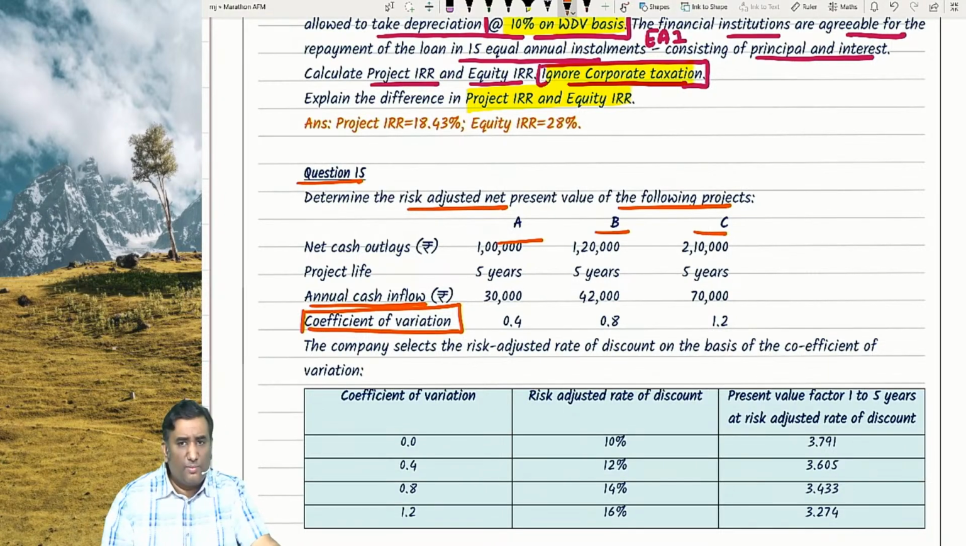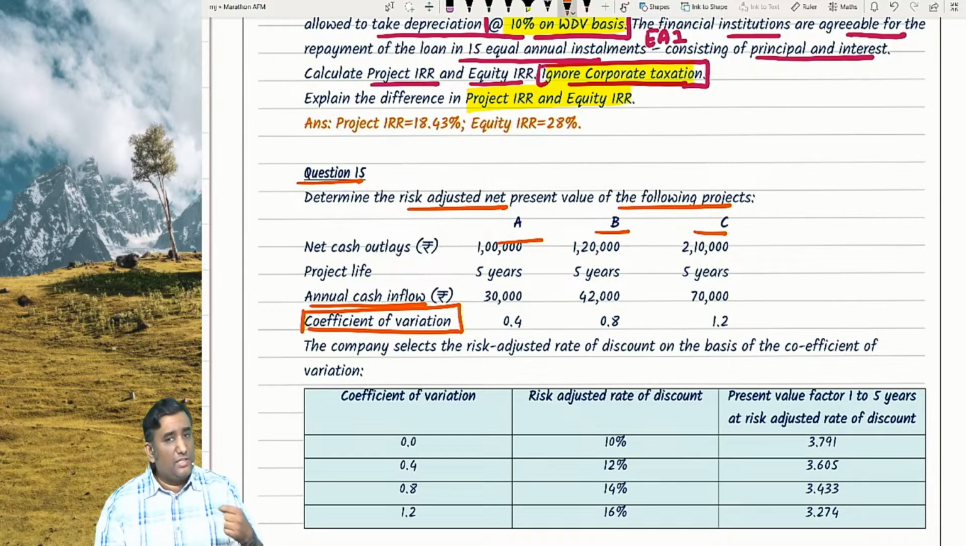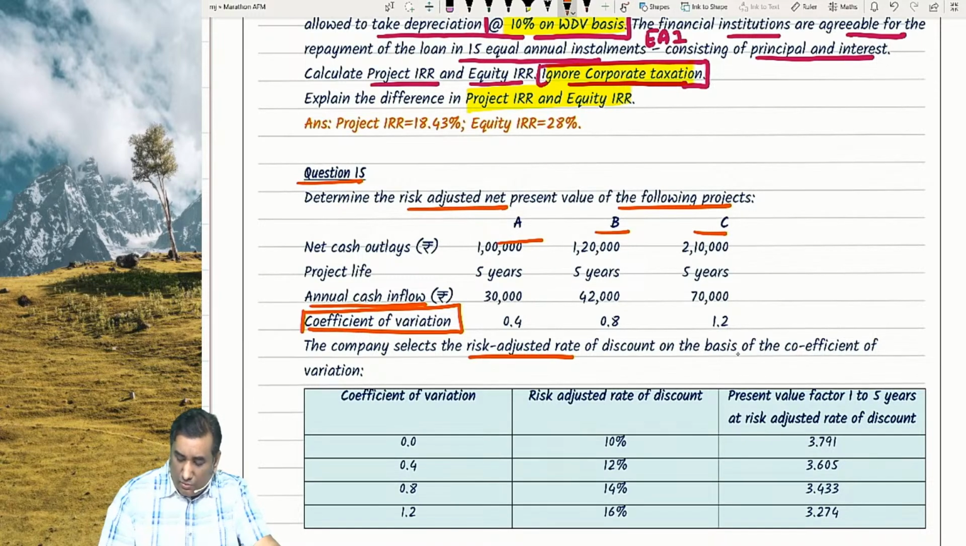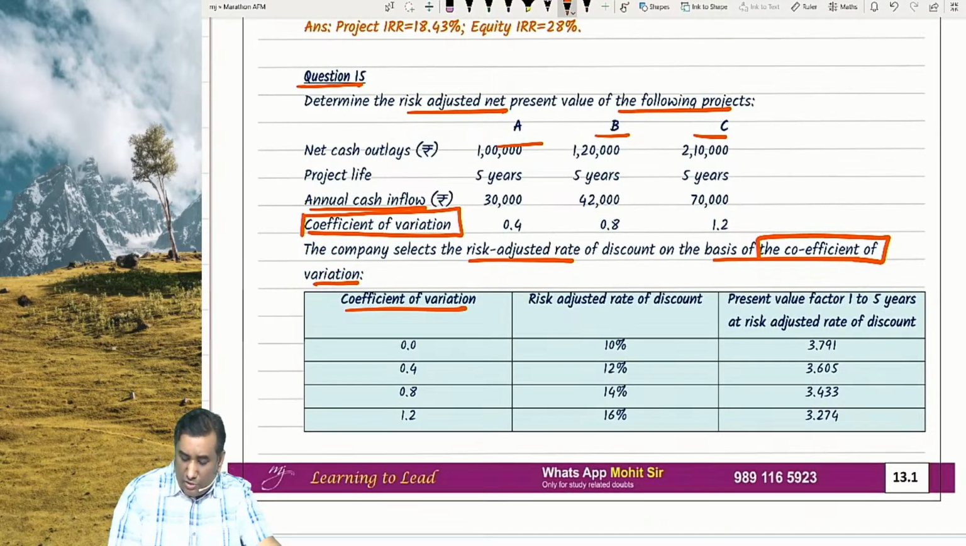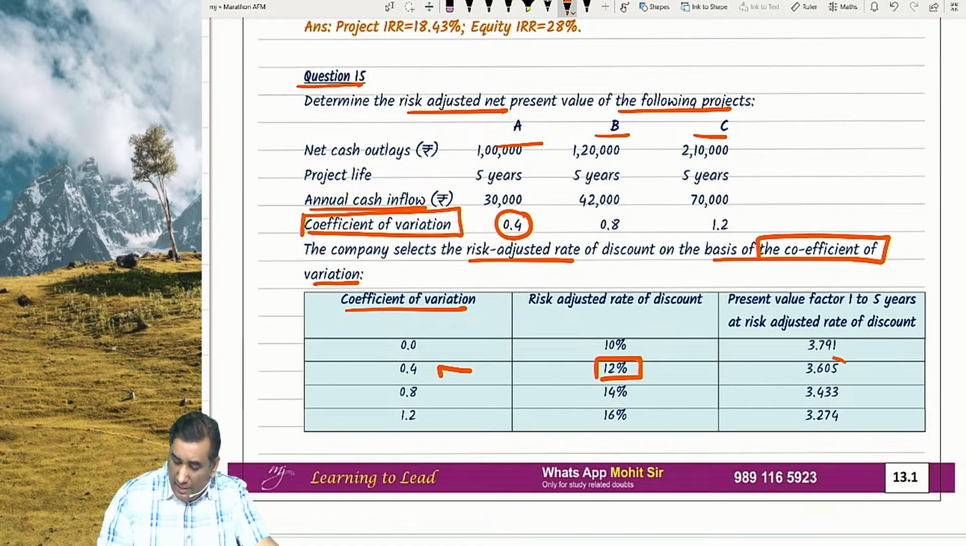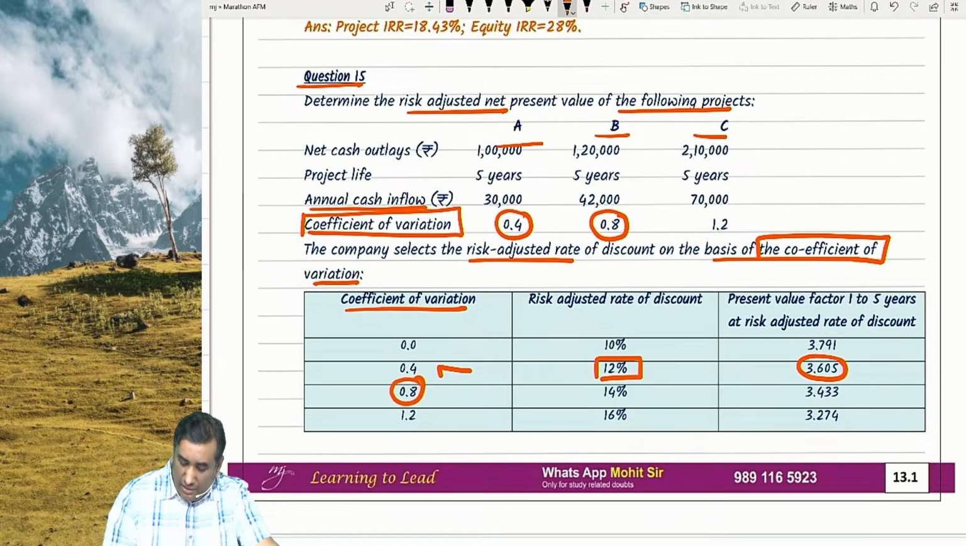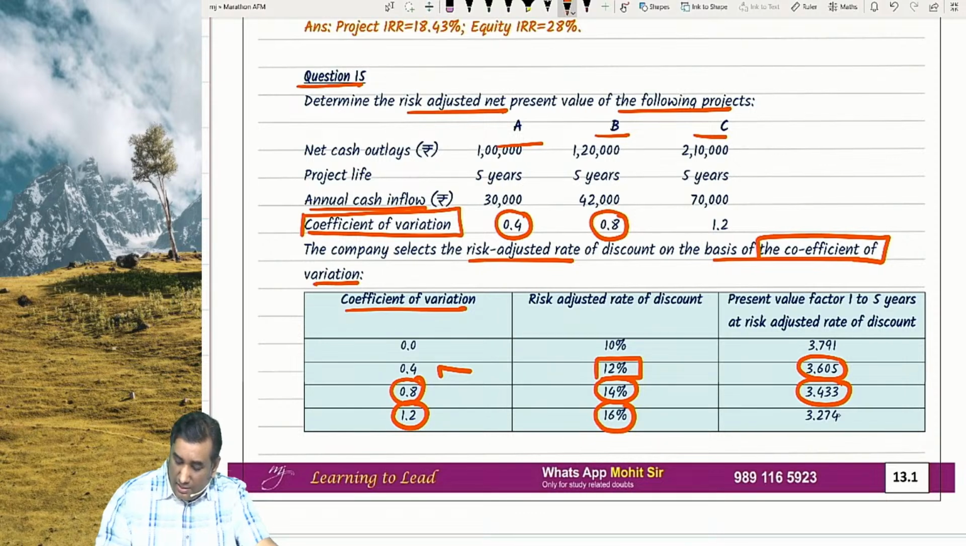You know what is COV if you recall back? COV is a measure of risk. So higher the COV, higher would be the risk parameter. So the company selects the risk adjusted discount rate on the basis of coefficient of variation, and he will give it this way. If coefficient of variation is 0.4, discount rate you should use is 12, and annuity factor is 3.605. If you have COV of 0.8, rate you should use is 14. If it is 1.2, this will be 16.